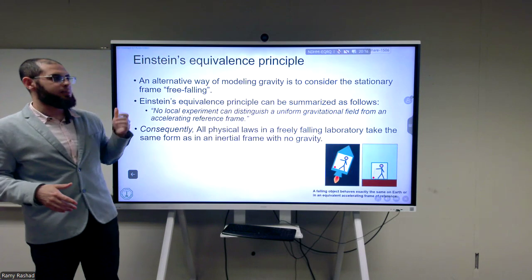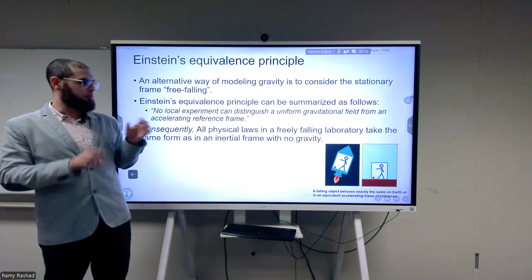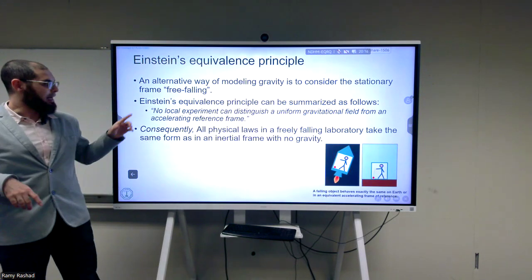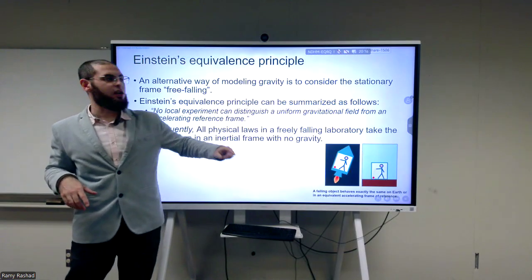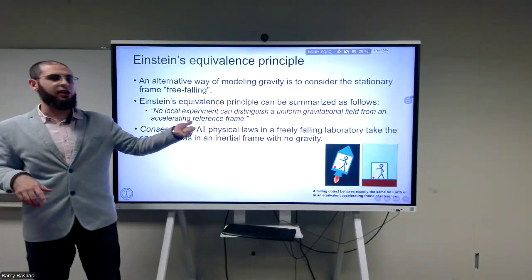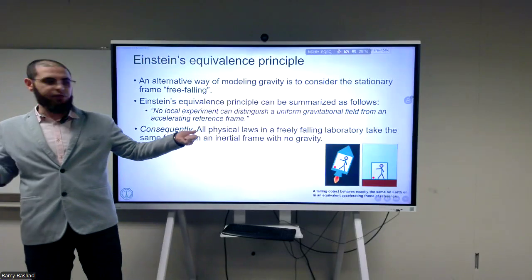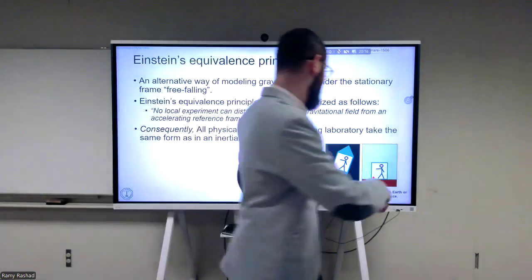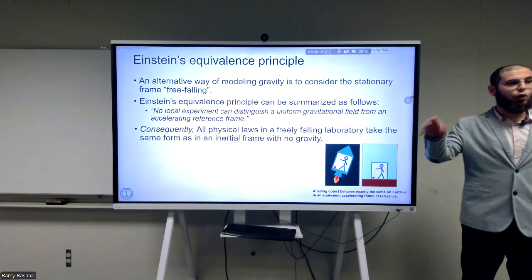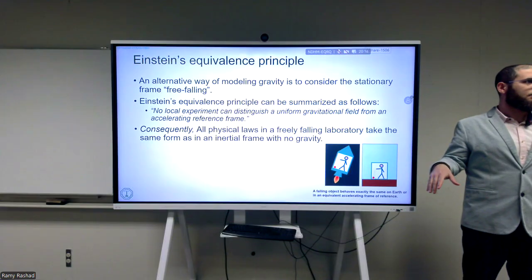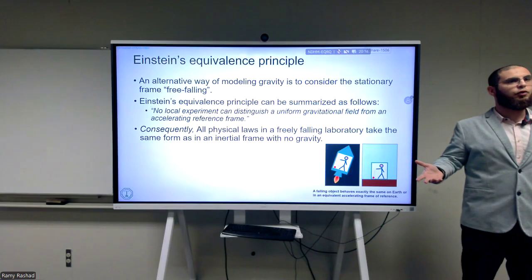And Einstein's equivalence principle is summarized as the following, okay? This is how it is in words: there is no local experiment that can distinguish a uniform gravitational field from an accelerating reference frame. To rephrase this, imagine that you have this box that you live in, this room, and you take a ball and you throw it. What happens to the ball, this apple? It goes down. This is a Newtonian way of looking at it, right?